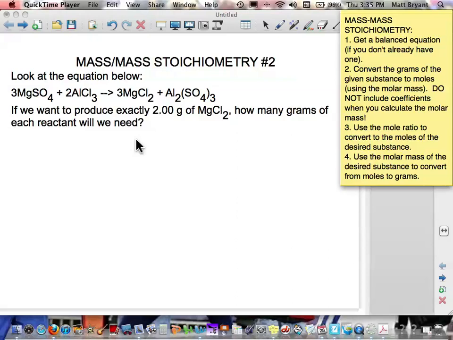Okay, so I figured it would be a good idea to give you another example of mass stoichiometry. And actually, this is kind of a nice sneak preview of a lab that we're going to get to do at the end of the year, probably around the beginning of June or so. And the goal of that lab, and it's pretty intimidating on the surface, but you're going to learn everything you need to know to do it before then, is to produce exactly 2.00 grams of something.